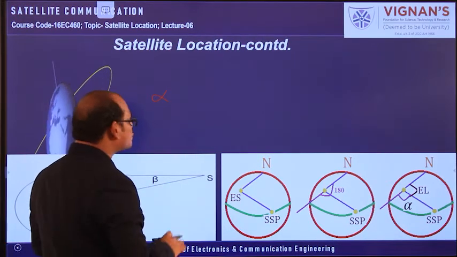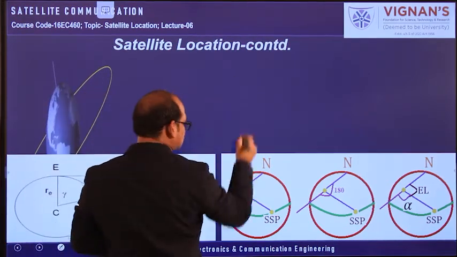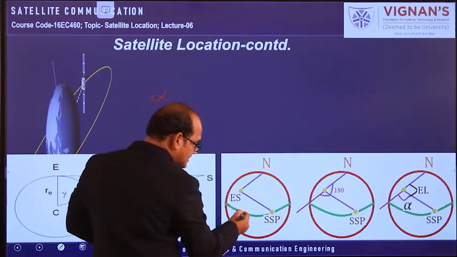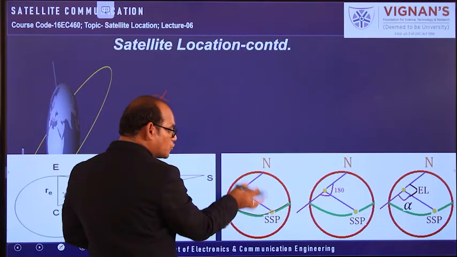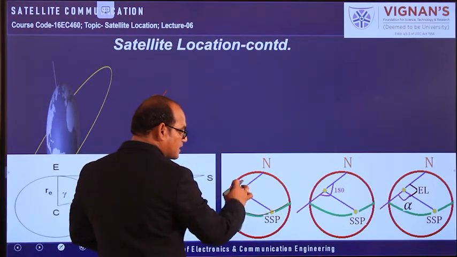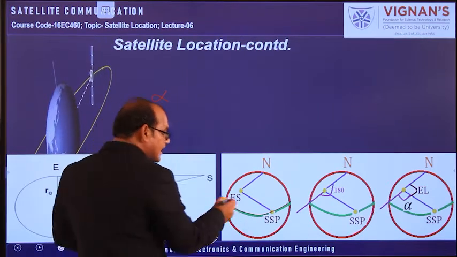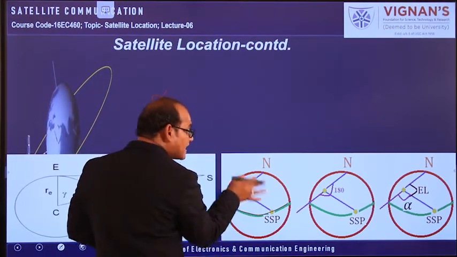Just you see here. The cases are involved like this. Here the earth station is available. This is the equator. Above the equator is the northern hemisphere, and below the equator is the southern hemisphere. Then the earth station is available here in the northern hemisphere.